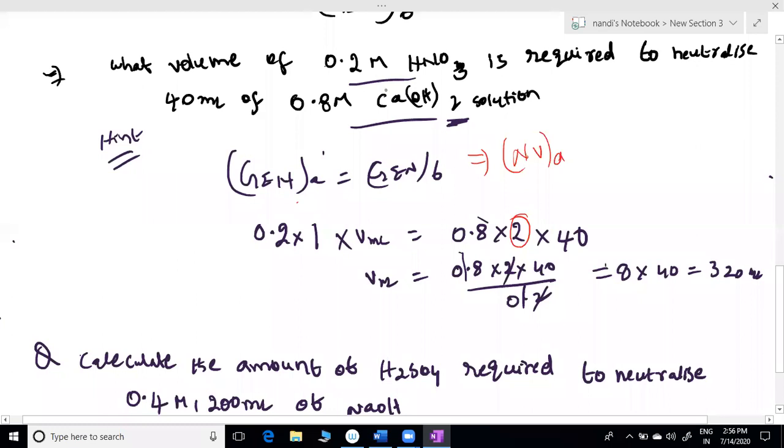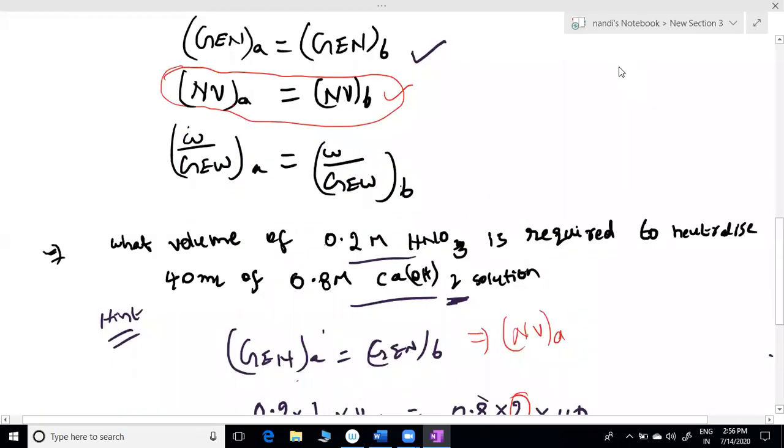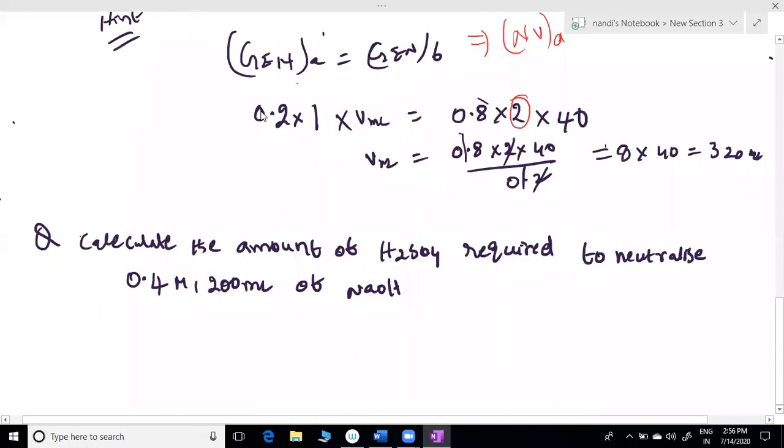So this is normality, but here they have given molarity. How to convert normality into molarity? What is the normality formula? Normality equals molarity into N factor. So if they give molarity, you multiply with the N factor to get normality. This is acid. In HNO3 the N factor is 1. Why 2, sir? Calcium hydroxide N factor is how much? 2.